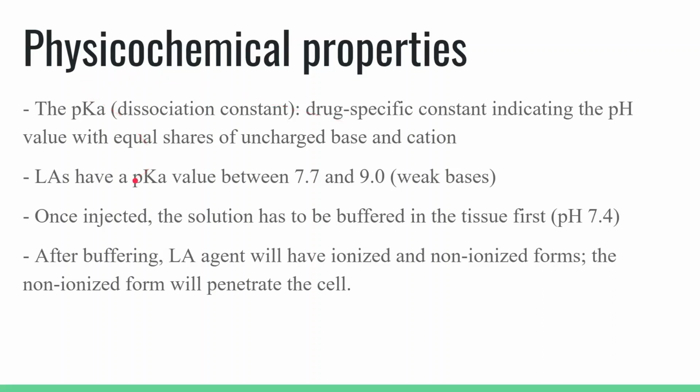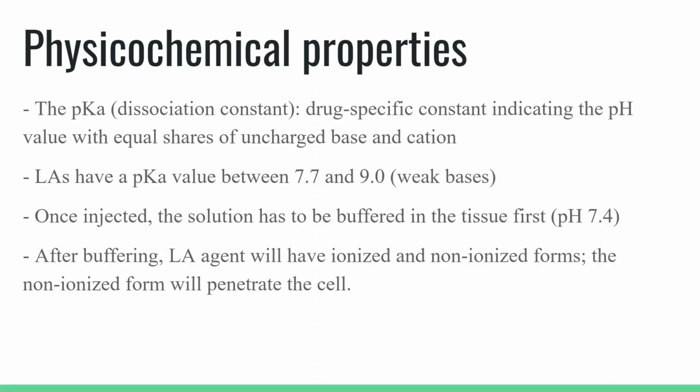Now, like we said, local anesthetics, since they're weak bases, have a pKa value between 7.7 and 9.0. Once injected, the solution has to be buffered in the tissue first. What does this mean? Because the tissue is relatively more acidic, at 7.4, or let's say less basic, when you drop a local anesthetic, which is a stronger base than the medium, there's going to be some buffering action, meaning a reaction between the weak base, the local anesthetic, and the more acidic medium, which is the tissue.